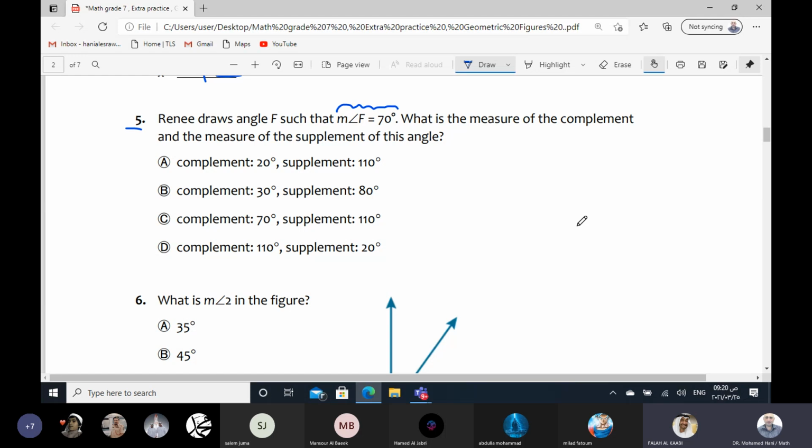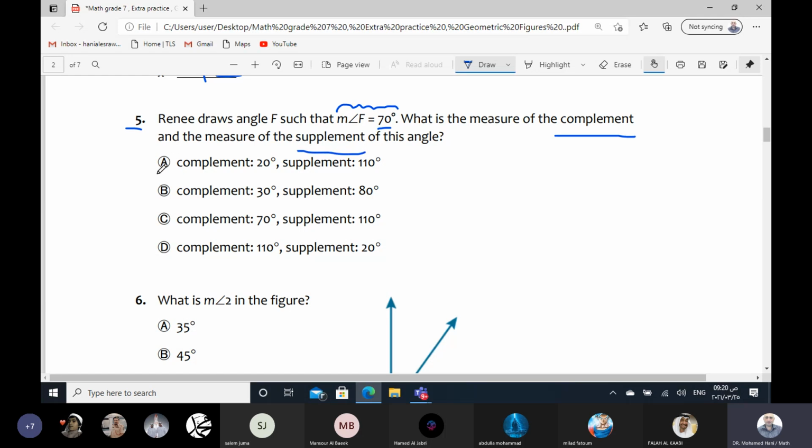Who can remind us what the meaning of the complementary angles and the supplementary angles is? Complementary is 90, but supplementary is 180. Great, Milad. So the sum of the complementary angles equals 90 degrees, and the sum of the supplementary angles equals 180. So we have now this angle 70. What is the measure of the complement and the supplement?